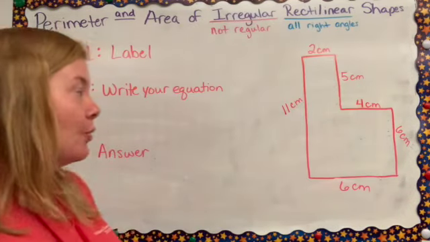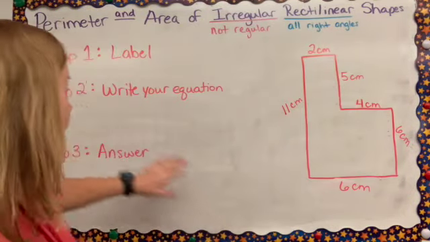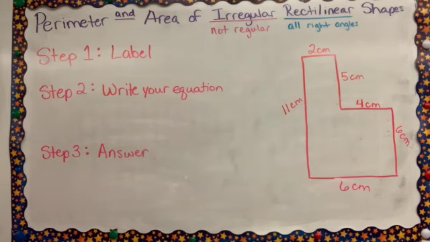Okay, now that you have your shape over here on your whiteboard, make sure you have these 3 labels. Pause the video if you need a moment. All right, step 1 is to label.